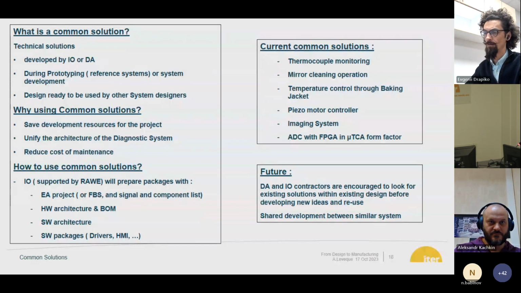So the idea is that you get the PDR part for your PDR, and you use the more detailed part later on. But the idea is you have a package and you know how to use it. We will provide, for example, the FBS in an Excel format, and you can copy paste the parts which are interesting and put them in your FBS, and then you know that it will work and it will be accepted by IO.